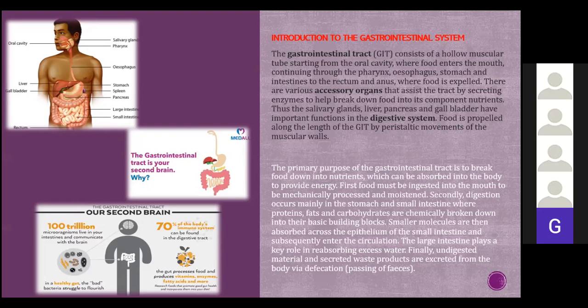their basic building blocks. Smaller molecules are then absorbed across the epithelium of the small intestine and subsequently enter the circulation. The large intestine plays a key role in reabsorbing excess water. Finally, undigested material and secreted waste products are extracted from the body via defecation.